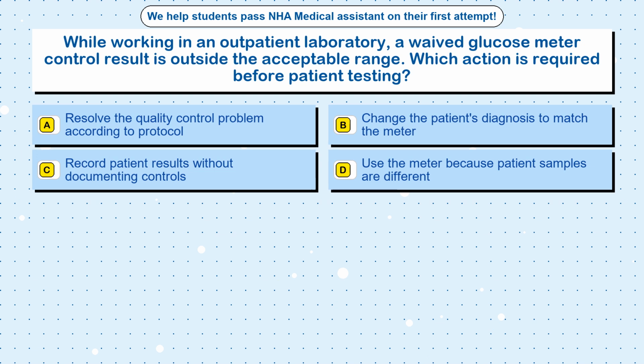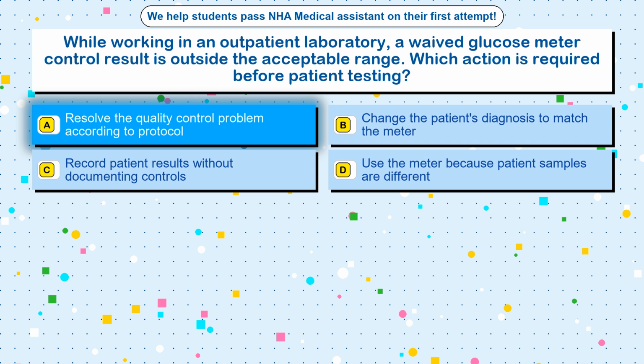Question 21. While working in an outpatient laboratory, a waived glucose meter control result is outside the acceptable range. Which action is required before patient testing? Option A, resolve the quality control problem according to protocol. Option B, change the patient's diagnosis to match the meter. Option C, record patient results without documenting controls. Option D, use the meter because patient samples are different. The correct answer is option A.